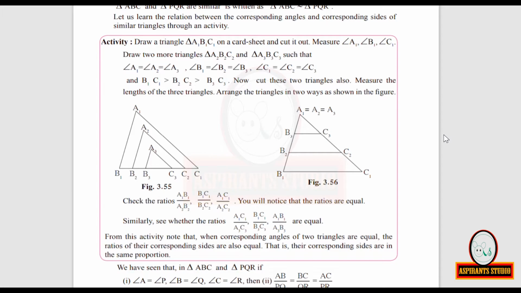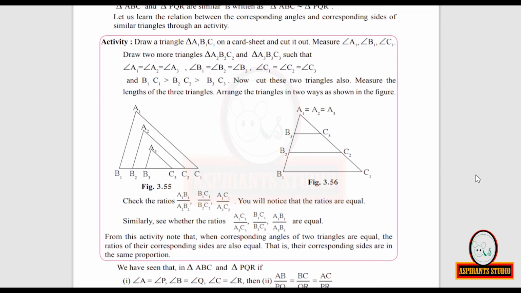Now check the ratios A1B1 upon A2B2, B1C1 upon B2C2, A1C1 upon A2C2. You will notice that the ratios are equal. Similarly, see whether the ratios A1C1 upon A3C3, B1C1 upon B3C3, A1B1 upon A3B3 are equal.